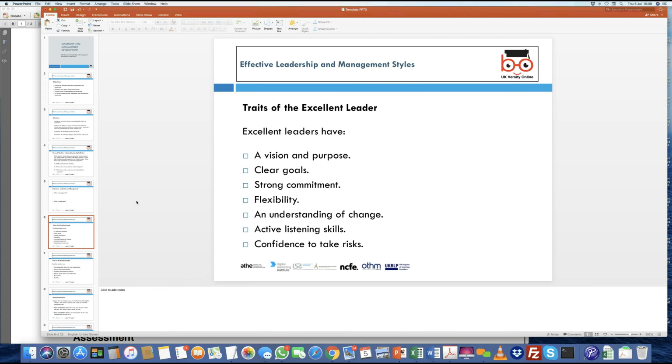So these are very clear indicators that we do get to see in people who are excellent leaders, that they have a clarity in terms of vision and purpose. They have very, very clearly defined goals. They have a strong commitment to them. They are flexible to a certain extent. They do not compromise on the clarity in terms of the goals, but they are flexible.